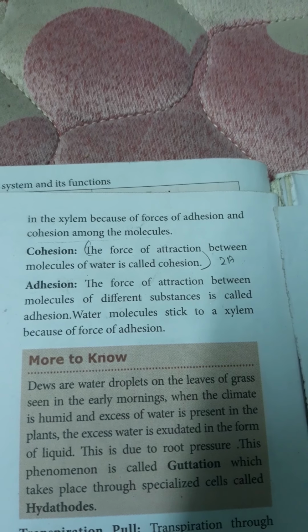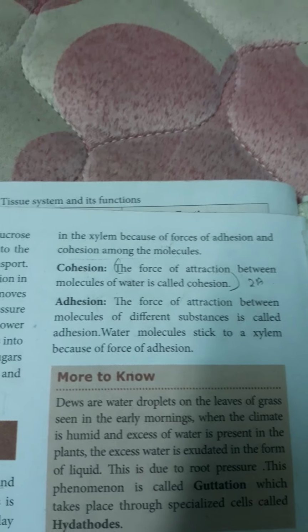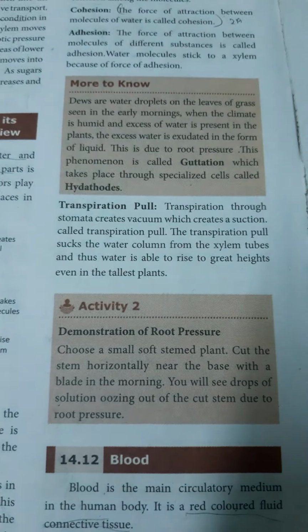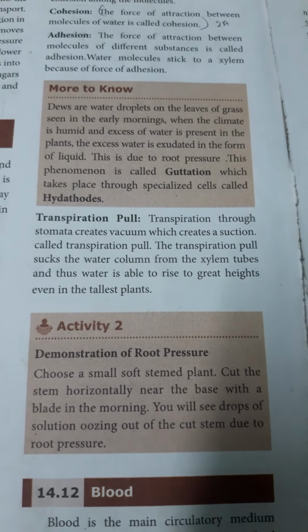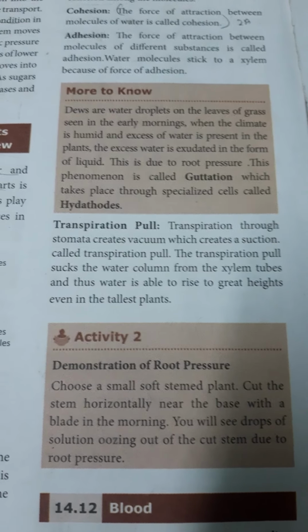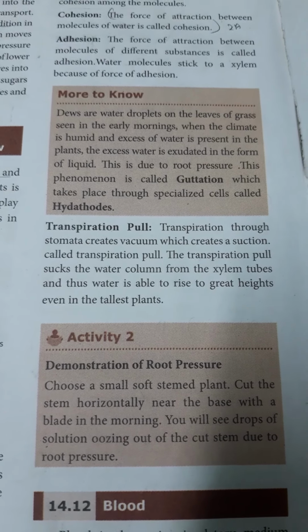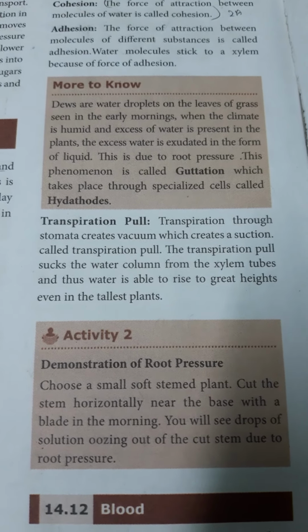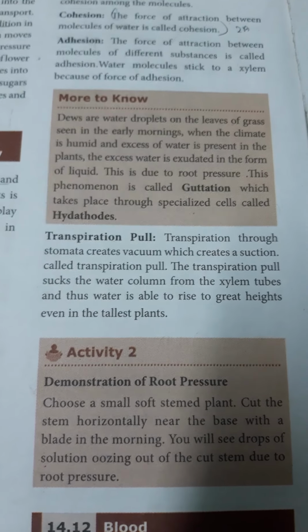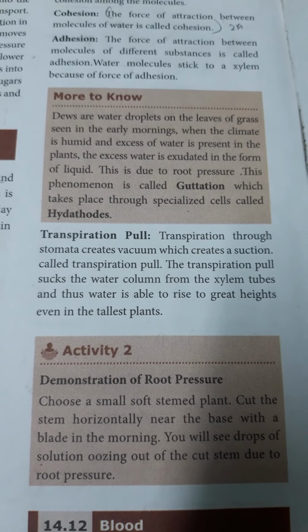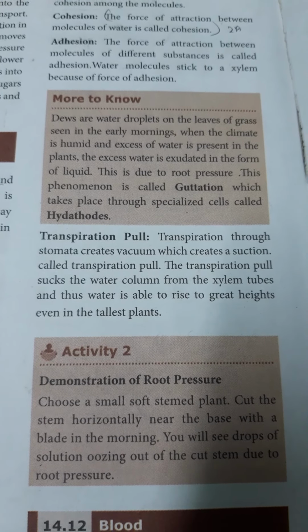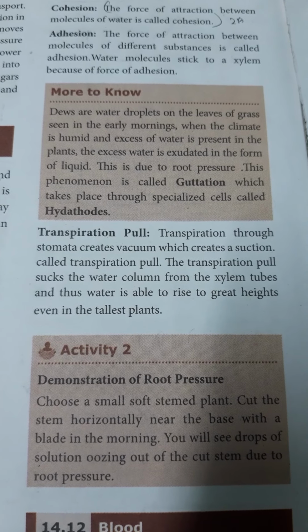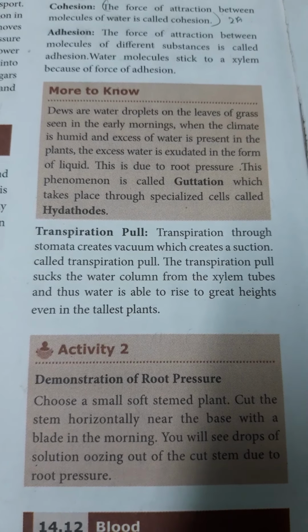Water molecules stick to xylem because of this force, so the water molecules attach to the xylem tissues. That process is known as adhesion. Then transpiration pull. Transpiration through the stomata, we already saw in the last class, creates a vacuum which creates a suction. Suction means urunjidal in Tamil, called transpiration pull. The transpiration pull sucks the water column up the xylem tube, and thus water is able to rise to great height, even in the tallest plants.